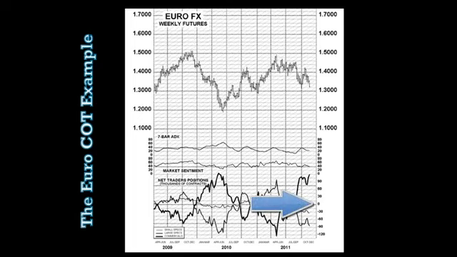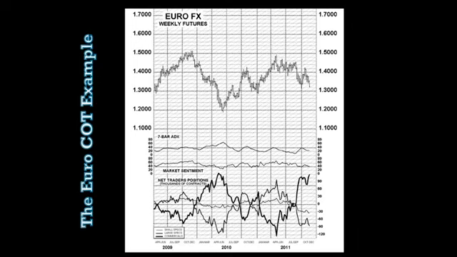Okay, so we can clearly see at the bottom that the net sum zero line is 0, and the heavy black line is the commercials, and the smaller in thickness black line, if you look at the diametrically opposed positions, that's the large speculators or trend following hedge fund managers or non-commercial traders. And the very thin black line is the retail traders that are pretty much wrong all the time.